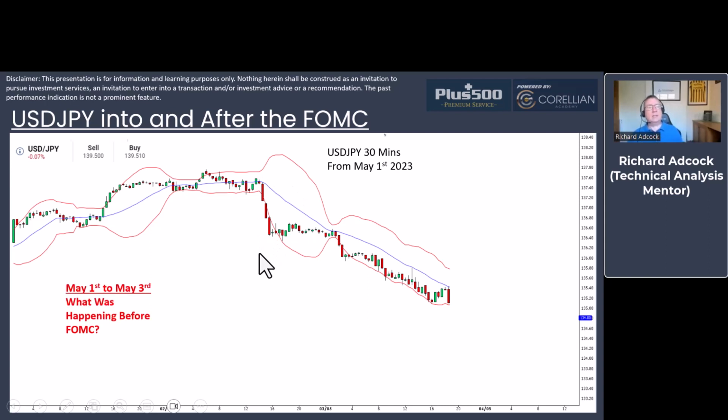Okay, so let's take a look at the run up to the FOMC announcement on May the 3rd, and what was actually happening before this announcement. Well, looking at dollar yen, there were a number of reasons that perhaps we might have wanted to be short from a technical viewpoint coming into the FOMC decision.